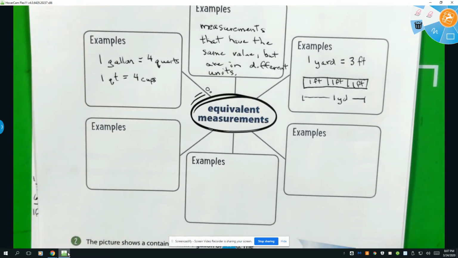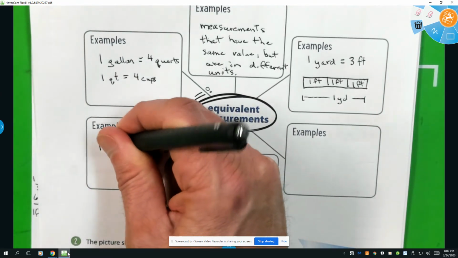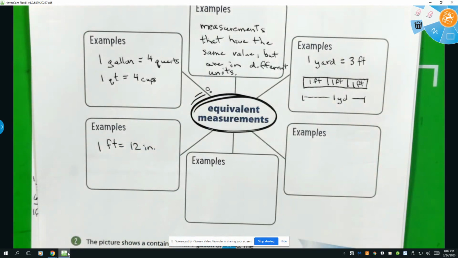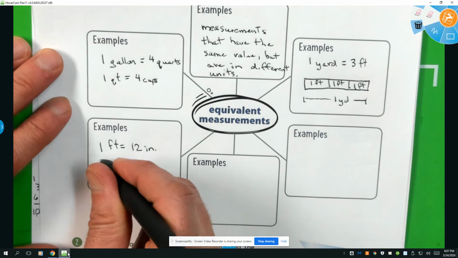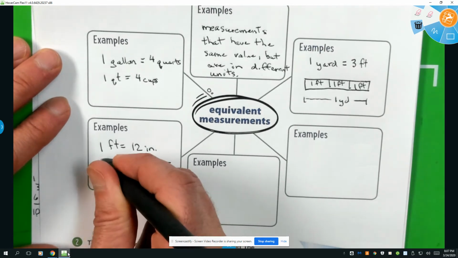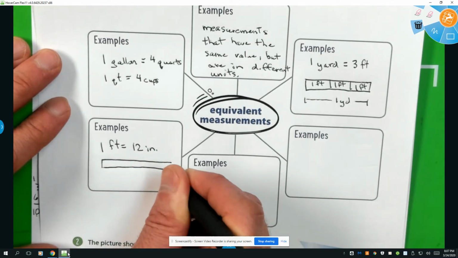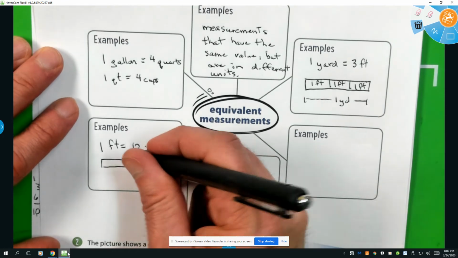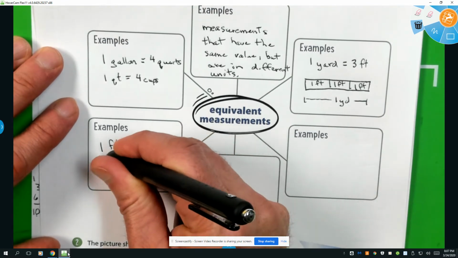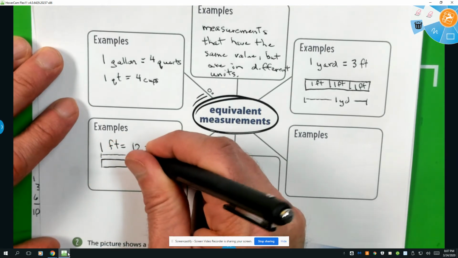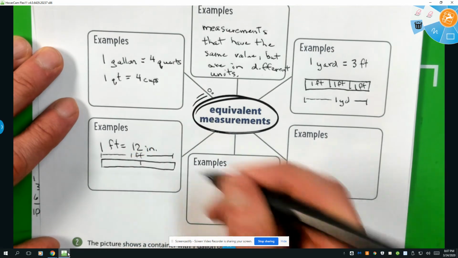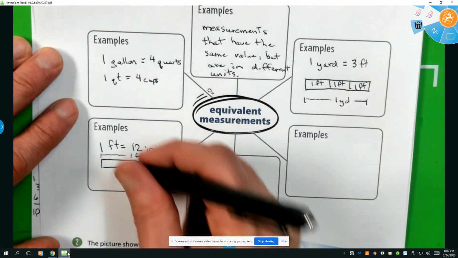Okay, so 1 foot equals 12 inches. So we take the same thing. Here's 1 foot. So from here to here is 1 foot. And now all we'd have to do is turn it into 12 inches.